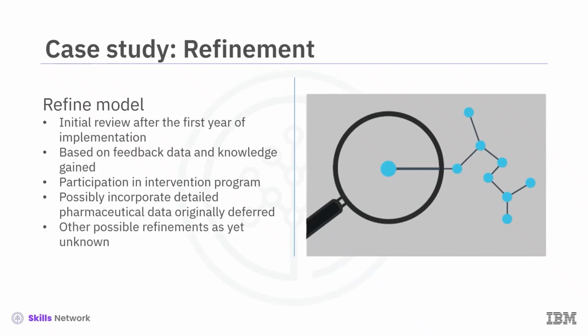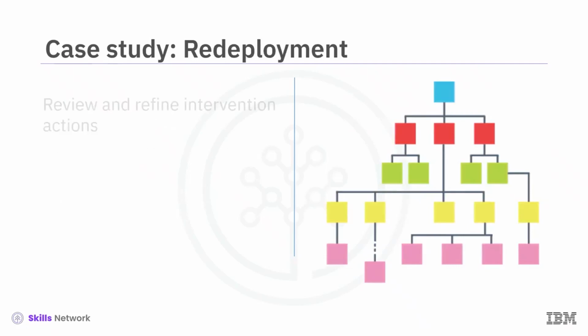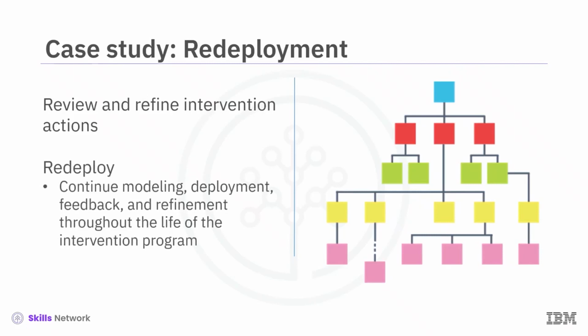We also have to allow for the possibility that other refinements might present themselves during the feedback stage. Also, the intervention actions and processes would be reviewed and very likely refined as well, based on the experience and knowledge gained through initial deployment and feedback. Finally, the refined model and intervention actions would be redeployed with the feedback process continued throughout the life of the intervention program. This is the end of the feedback portion of this course.